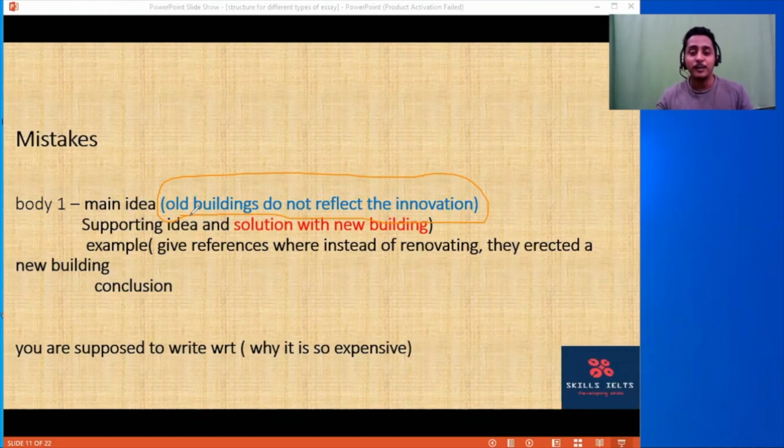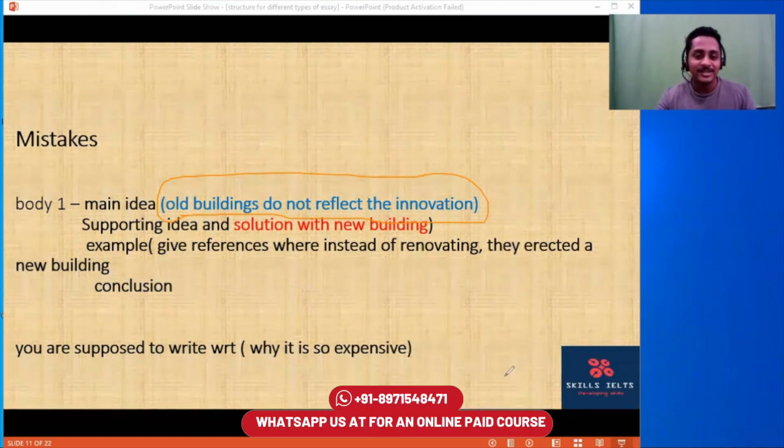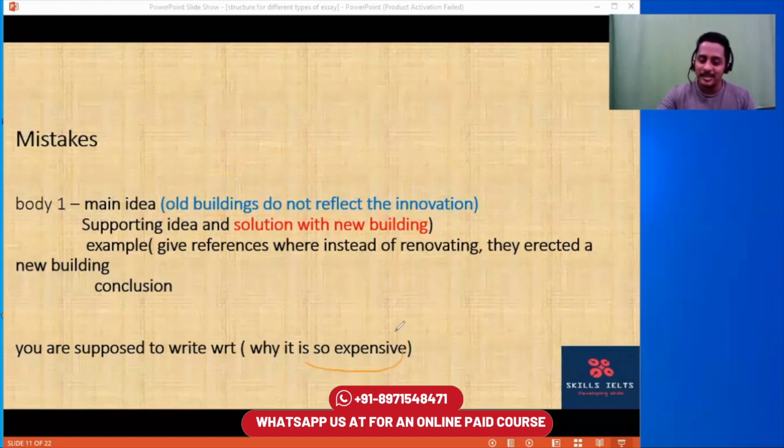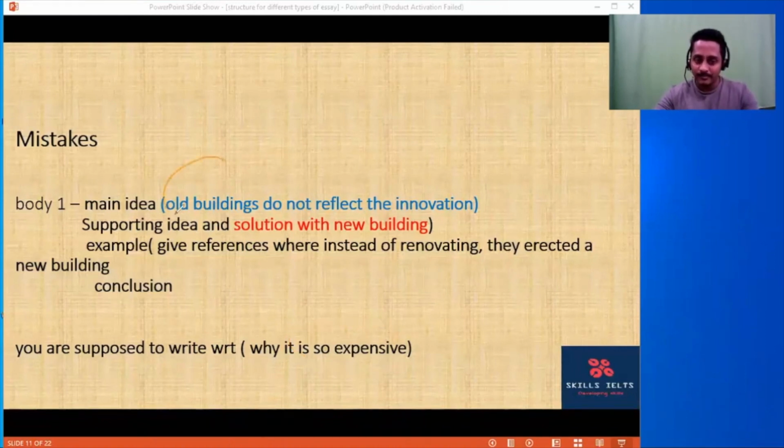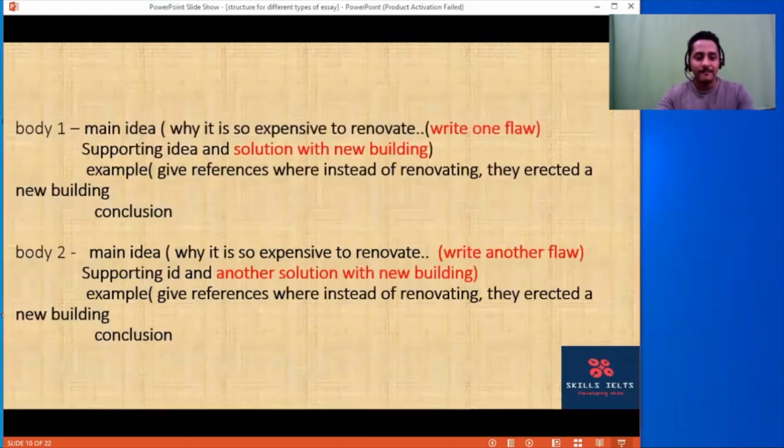It's completely off topic, because the question clearly says it is so expensive to take care of and repair the older buildings, and this money has to be spent on building the newer ones. They are already giving you a reason to stick to. If you say, no, I don't want that reason, I will write with some other reason, you don't get marks. Is it getting through, yes or no? A lot of people belong to this category. They read the question, but they understand only half of it.